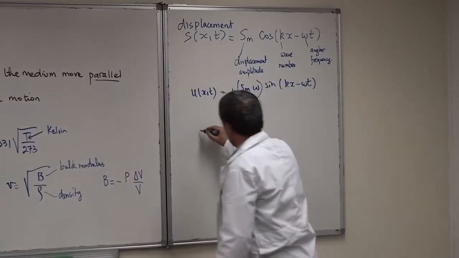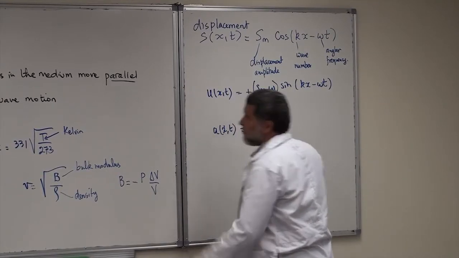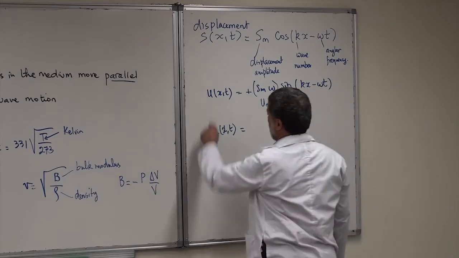We can also calculate the acceleration of the particle if we want. Of course, they have velocities and they have acceleration, and these are called the transverse velocity.